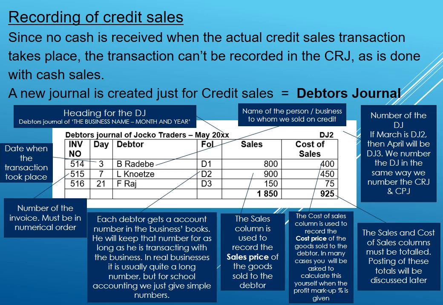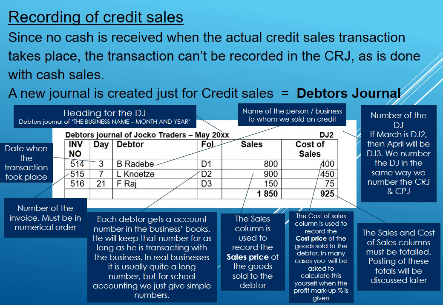The next column that we have is our folio column. Now, this is basically the column where we record the debtor's account number. You can recall from the previous slide where we looked at the account number, I said it's very important, and therefore that's the number that you're going to record in the folio column. Now, because normally in school accounting our space is limited, we don't record those long numbers that you would find if you have an account with Edgars or Truworths. We keep it fairly simple. We say debtor number 1, debtor number 2, debtor number 3. So each debtor will have a unique account number.